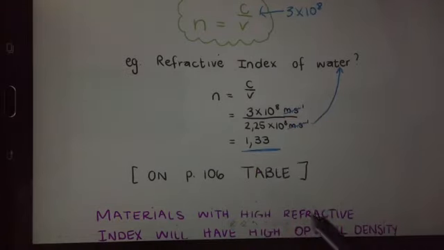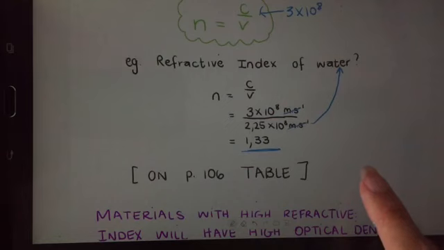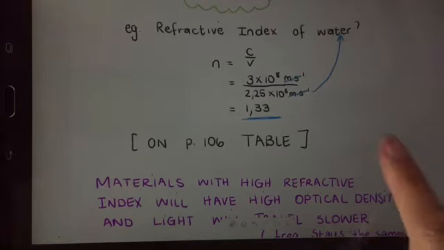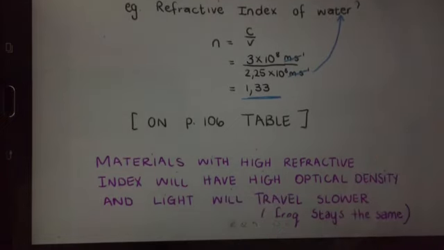On page 106 of your textbook, there is a table with the refractive index of different substances. Of course, you are not going to learn that, because if you need it in a question, that will definitely be supplied as part of the question.